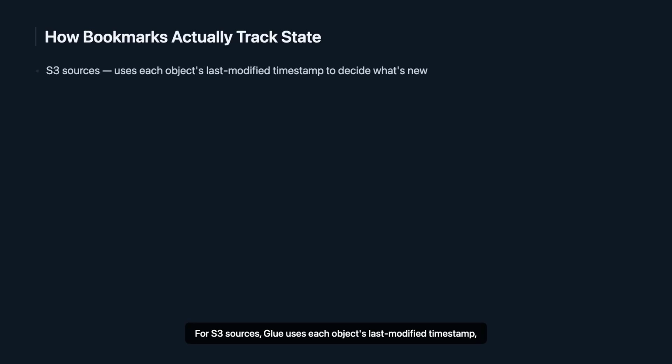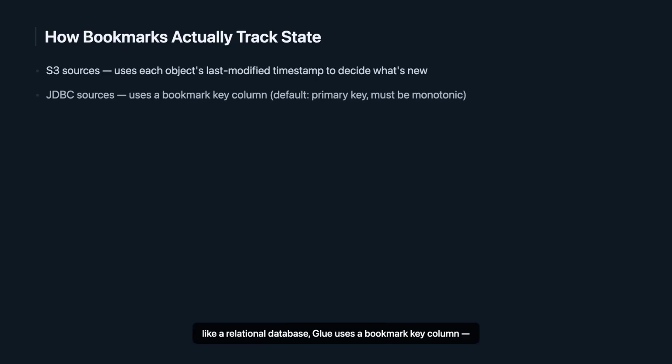For S3 sources, Glue uses each object's last modified timestamp, and anything modified after the previous bookmark is treated as new. For JDBC sources, like a relational database, Glue uses a bookmark key column, by default the primary key, which must be sequentially increasing so Glue can compare values across runs.